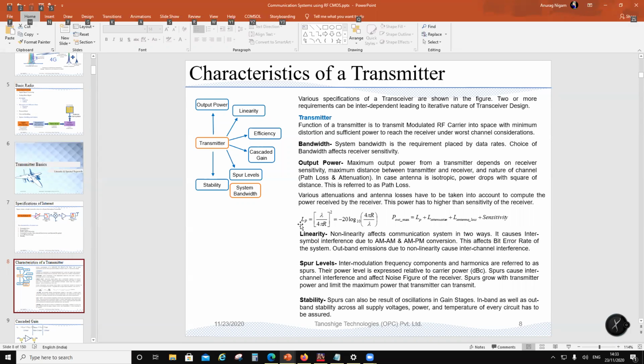So if you have, lambda comes in the denominator here. If you have a higher frequency, it's going to have a larger path loss versus a lower frequency. So it depends on that also. My formulas may be in error on signs somewhere, so bear with me. In the books, you will be able to correct it. Output power is the first thing which I am expecting from a transmitter.